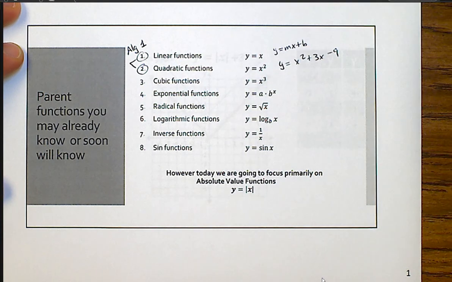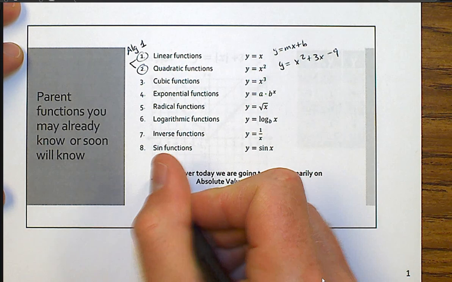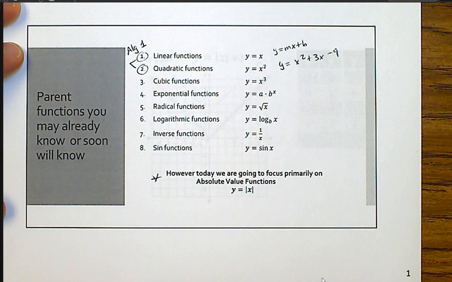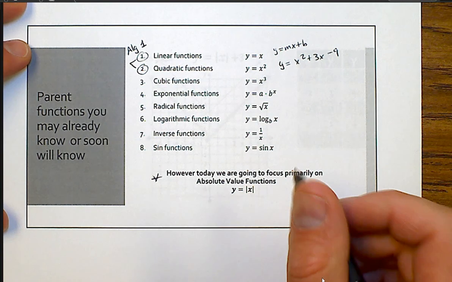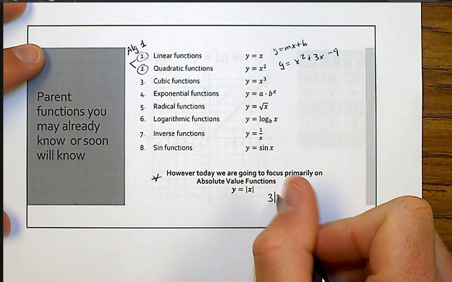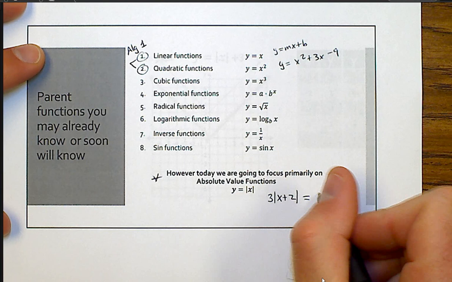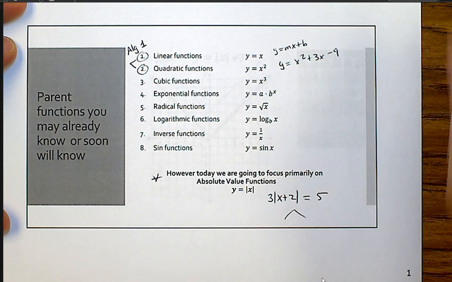Now, the one function that you don't see in this list is right here. I have it at the bottom, which says, however, today we're going to be primarily focusing on one function, which is the absolute value. Why are we putting this in Unit 1? Well, we spent some time solving problems like this, right? The absolute value of 3x plus 2 is equal to 5, right? And we've been solving those types of absolute value equations in Unit 1, so we thought we'd introduce the graphing of those functions as well. So let's turn the page and let's get started here.